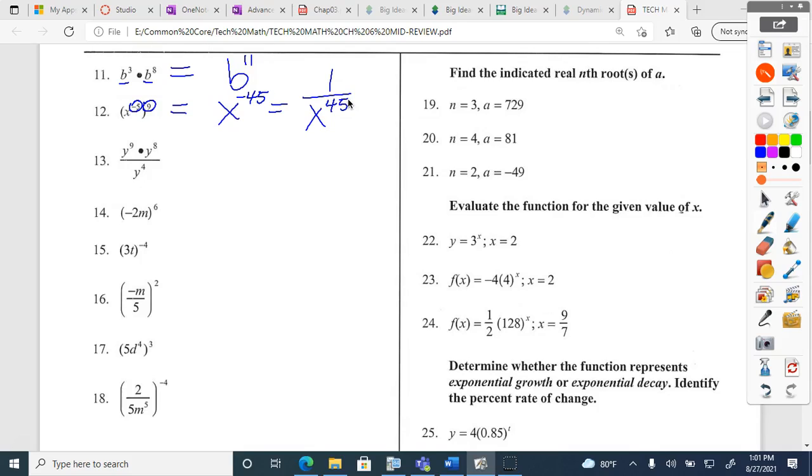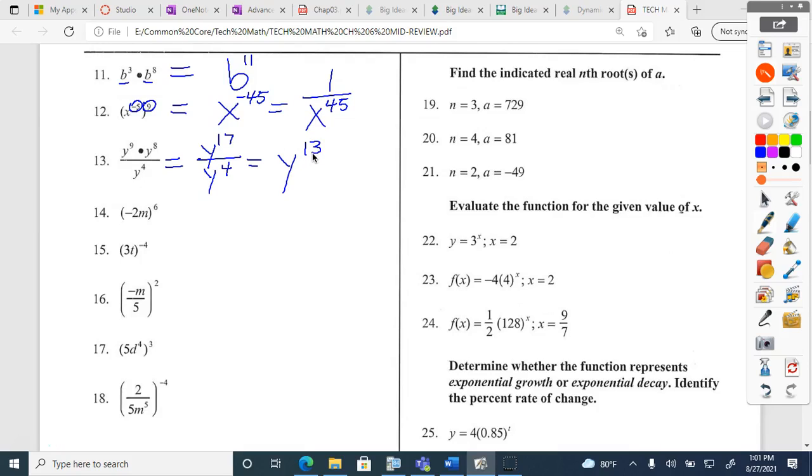13. We got all kind of stuff going on. We're going to do the top first. So we're multiplying like bases. Well, so what do we do with the exponents? Add. 9 plus 8 is 17 divided by y to the 4th. Now we're dividing, so we subtract the exponents. That would be y to the 13th power. 17 minus 4 is 13. Everybody good on 13?